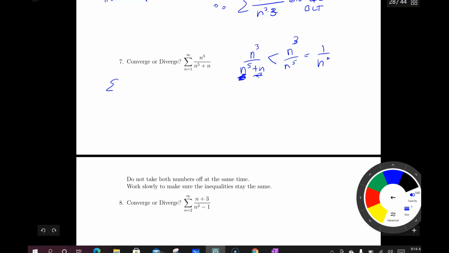So the summation of 1 over n squared, going from 1 to infinity, converges by p-test, and that's good because that's the larger of the two, so that must mean this converges also by basic comparison test.